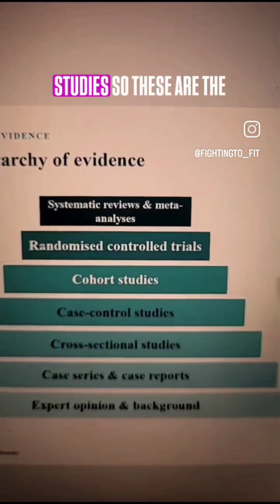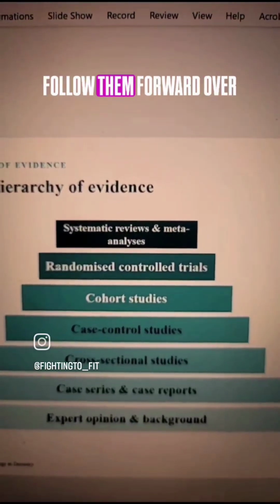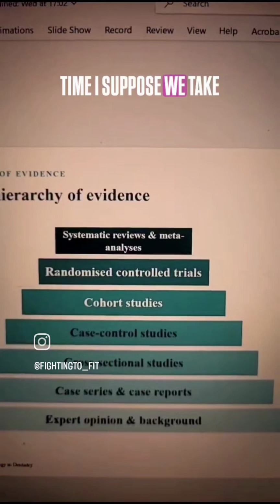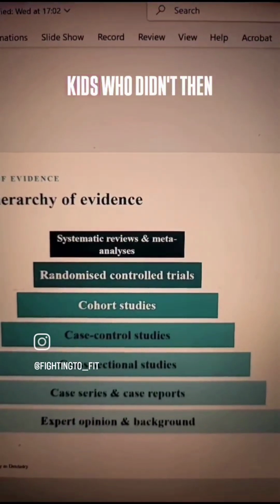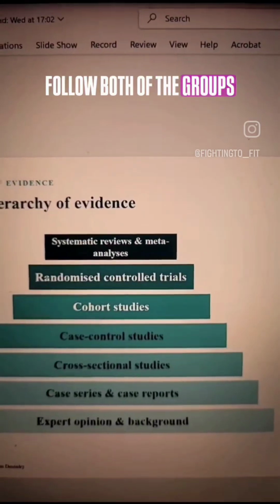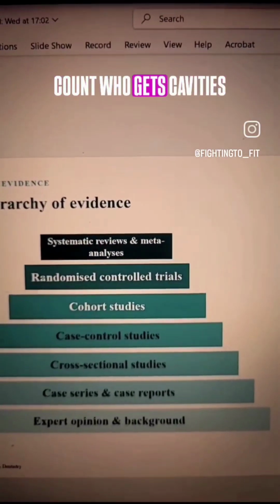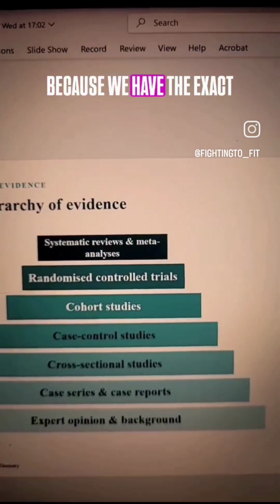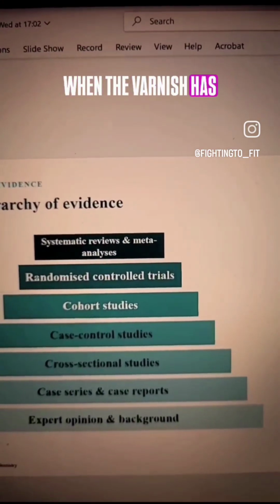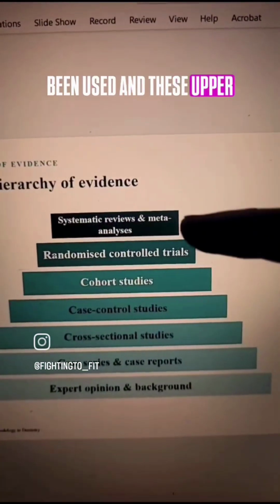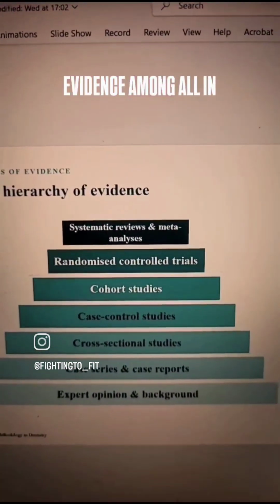Now coming to the cohort studies. These are the studies in which we follow them forward over time. Suppose we take kids who got varnish and kids who didn't, then follow both of the groups for 3 years and count who gets cavities. This is much better because we have the exact timeline of events when the varnish has been used, and these upper two have the strongest evidence among all.